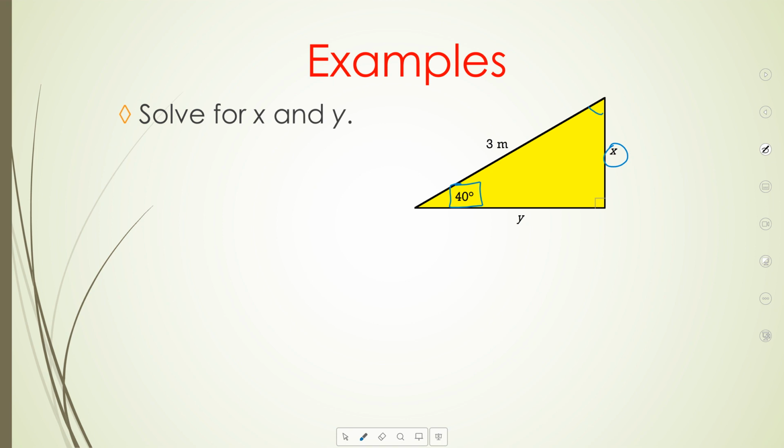So the 3 is the hypotenuse? Yeah. We're looking for the opposite side. We know the hypotenuse. Which trig function is that? Sine. Good. Okay, so everybody's with me so far. Now I just set up the equation. The sine of the angle is equal to the opposite side over the hypotenuse.